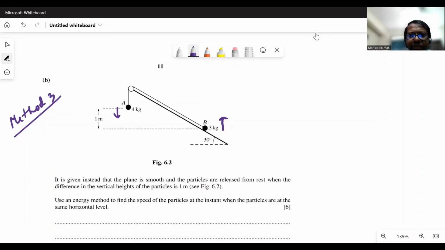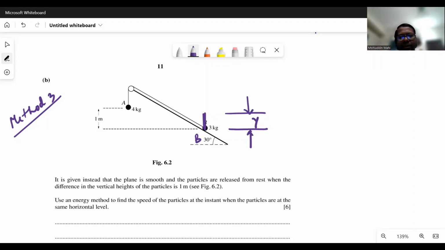Let's consider B will move a vertical distance of Y. So if B moves a vertical distance of Y, the amount of distance it is going to move along the plane is going to be, so this is 30 degrees, right?